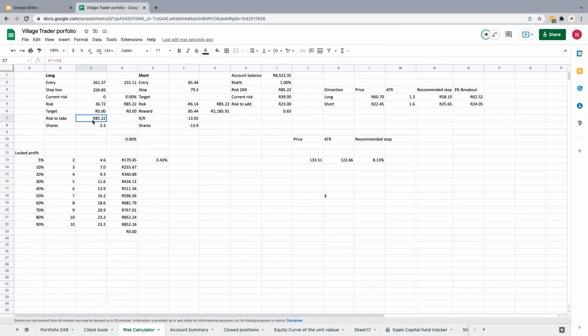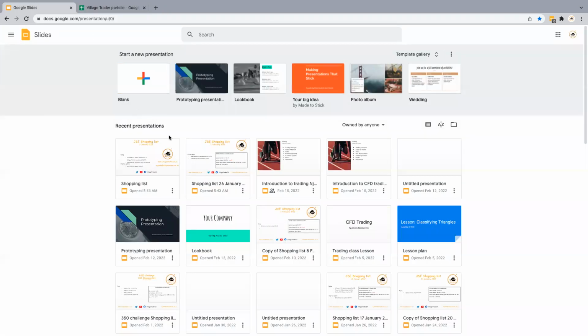So in order for me to lose 85 Rand on this trade, I'm buying myself 2 shares because why? I'm going to take the amount that I'm willing to lose on this trade divided by risk per share, which is entry minus stop, the difference between your entry and stop, right? Gives me the number of shares that I should be buying.